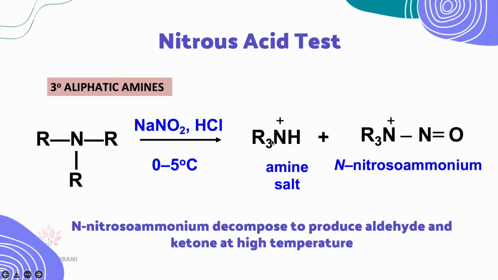Okay, this is an amine salt. The plus is at the end, so it will receive 1 hydrogen. This reactant will receive 1 hydrogen and N plus, plus NR3, one more NR3, bonded to N double bond O, NO. So this is nitrosoammonium. Nitrosoammonium decomposes to produce aldehyde and ketone at high temperature. This nitrosoammonium can decompose to produce aldehyde and ketone, but the temperature must be high.